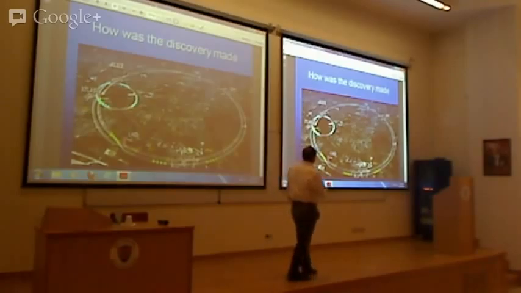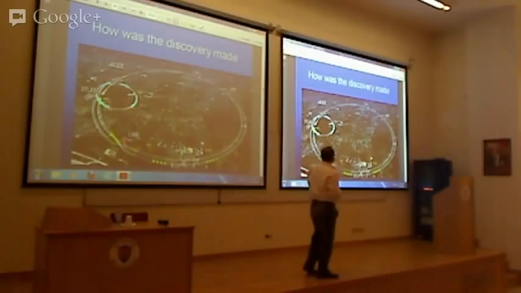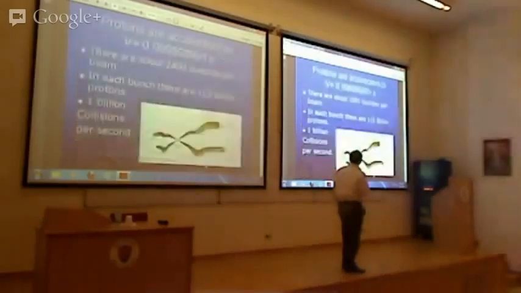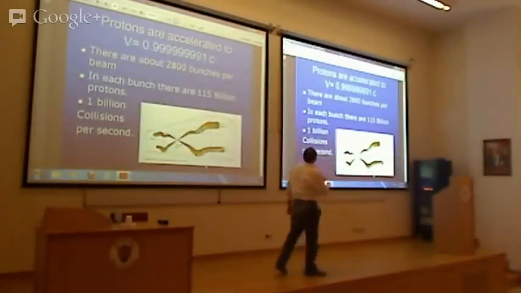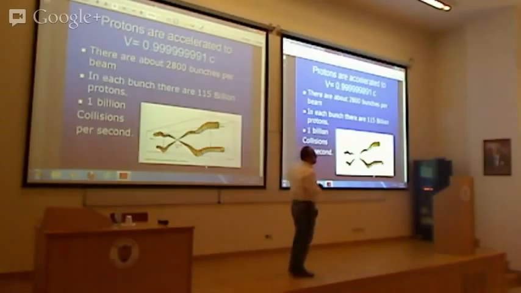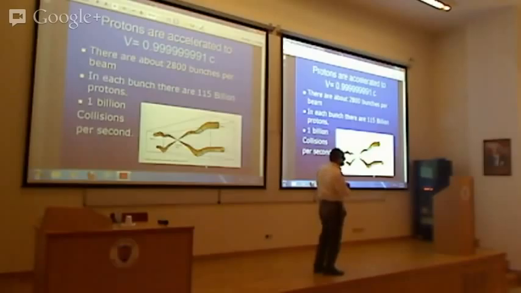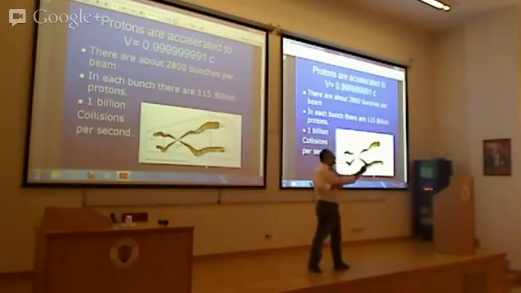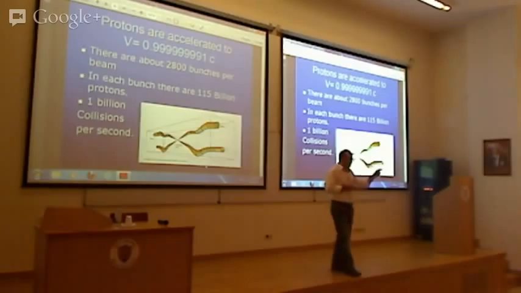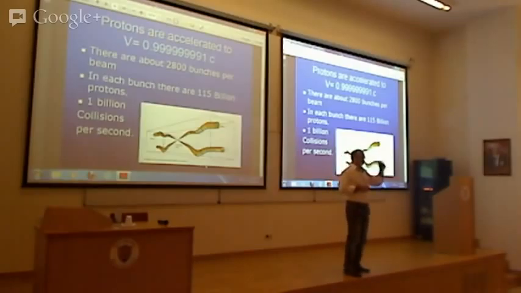This is an accelerator, of course, you don't see this. It is 100 meters down the ground, 27 kilometers around. They accelerate protons and collide them. Their speed is very close to the speed of light. So they are actually moving very fast. They accelerate these particles in each beam, as they call it. There are about 3,000 bunches, 7 centimeters long and very thin, like a hair.